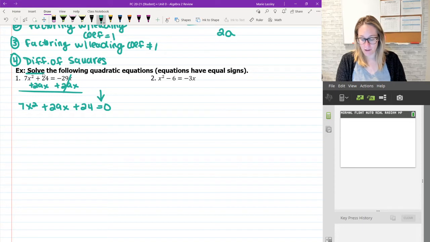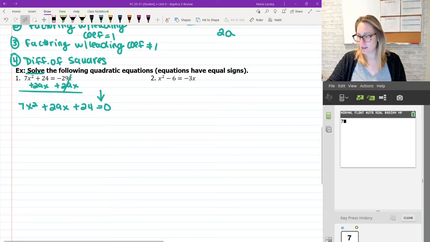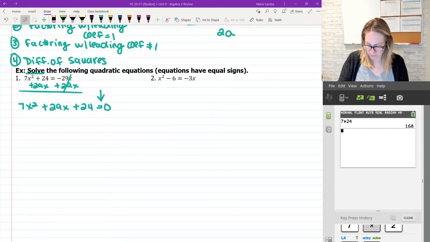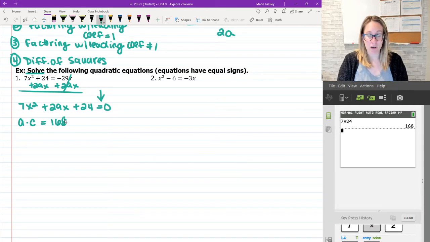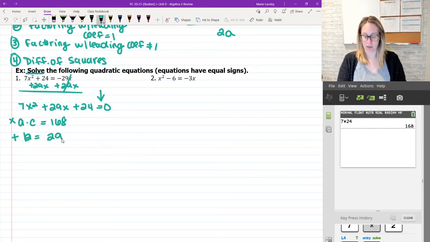All right, so now I need to figure out what is 7 times 24. I'm going to go to my calculator. 7 times 24, and that's 168. So remember, I have to multiply A times C, and that gives me 168. I'm looking for two numbers that multiply to 168, and they have to add to my middle term, B, which is 29. So multiply to 168, add to 29.